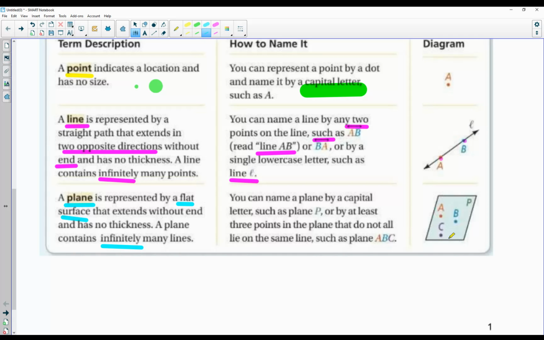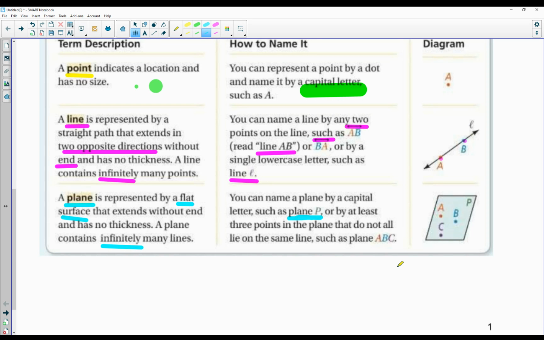Planes can be named a couple of ways. First, you'll always find a capital letter in a corner. So you see up here, there's this P, and the P doesn't have a dot with it. So I can name this plane P. I could not label it plane A. The reason being is that A is specific to a point, where P is just up in the corner. So one way is with a capital letter, plane P.